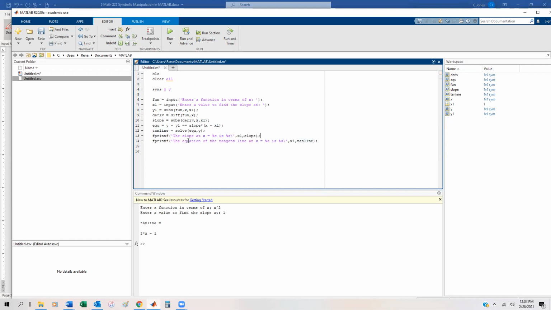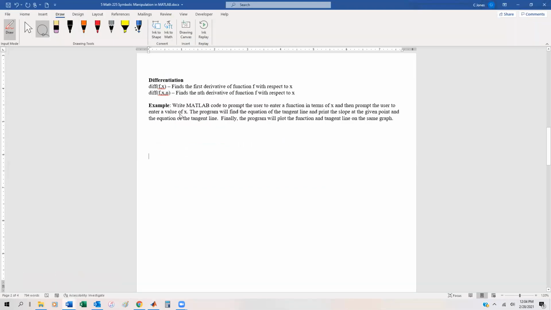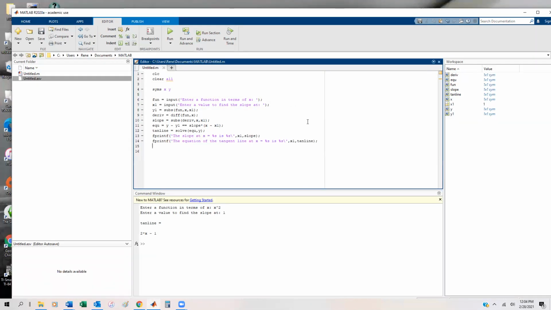All right. Now let's see, what else were we supposed to do? The program will find the equation of the tangent line, print the slope, print the given point, and print the equation of the tan line. Done. And then we have to plot the function and the tangent line on the same graph. So let's just do easy plot, and we're going to plot the function on the graph. Remember, you have to do a hold on. And we're going to easy plot the tan line this time, and we're going to hold off.